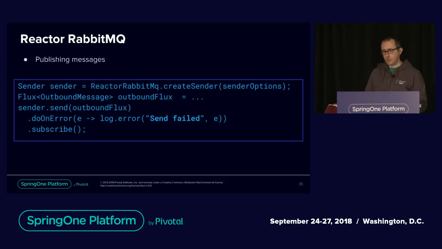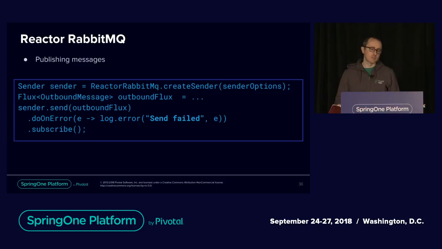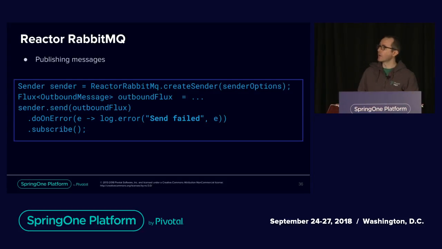With this sender, you can also send a flux of outbound messages. This flux can come from anywhere. It just needs to be outbound messages. You just pass in this flux, and you can get notified on any error and start publishing.